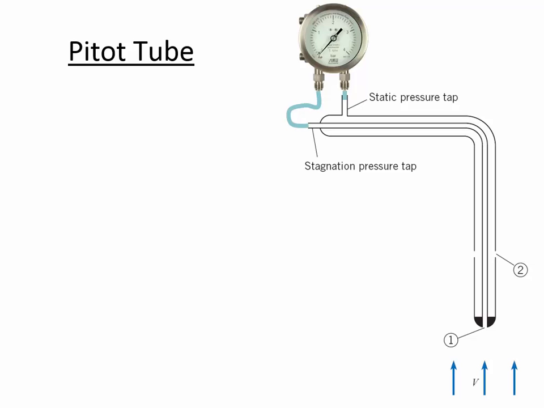So location 1 is some opening that is facing the streamlines. And so the stagnation effect is going to occur at location 1. And so what do we know about the pressure at location 1 relative to the pressure upstream of that opening? How's the pressure going to be different?